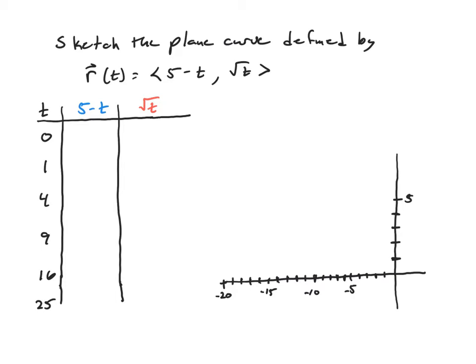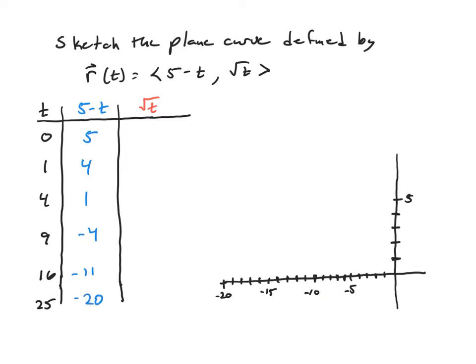So when I plug in 0 into the first part, I will get 5. When I plug in 1, I'll get 4. When I plug in 4, I'll get 1. When I plug in 9, I'll get negative 4. When I plug in 16, I get negative 11. And when I put 25 in, I get negative 20.